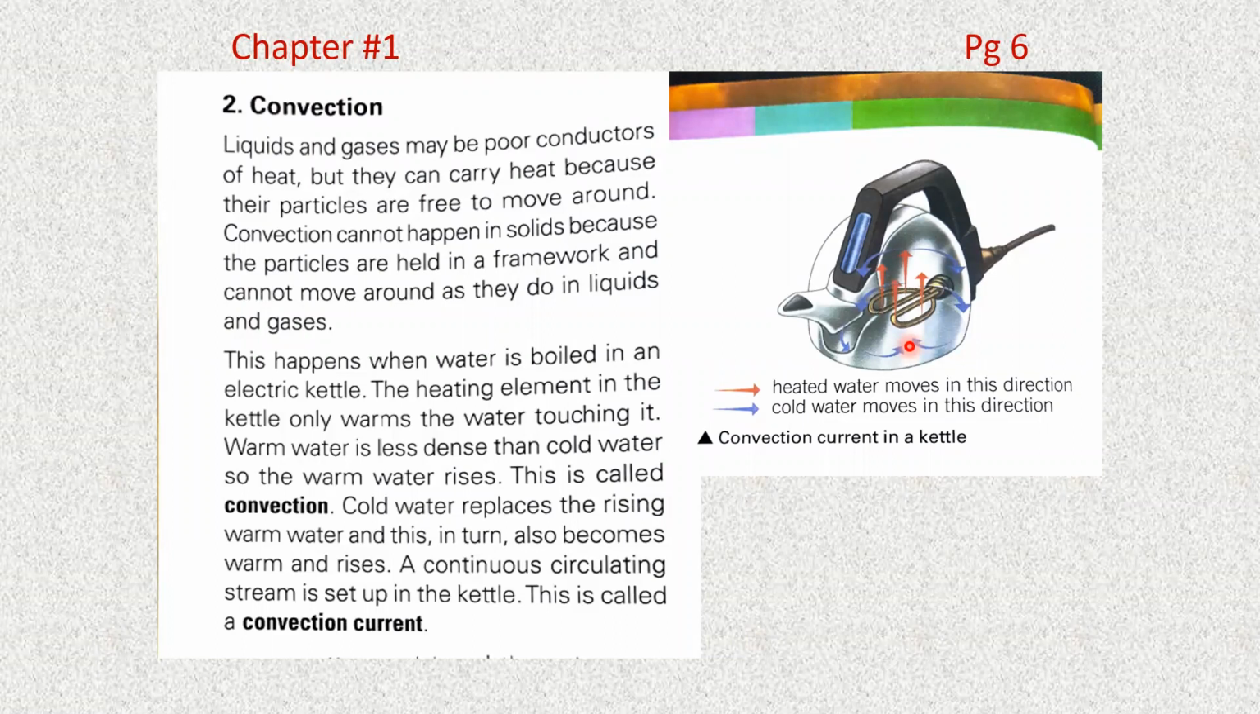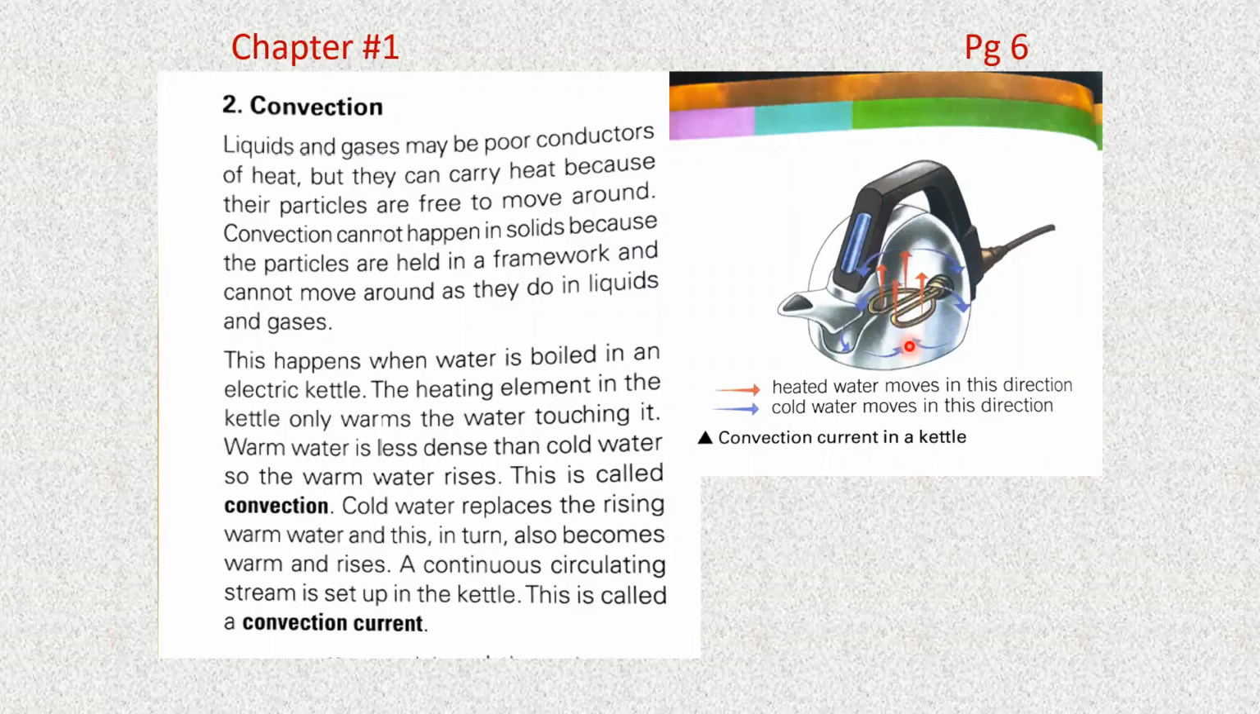Convection: liquids and gases may be poor conductors of heat, but they can carry heat because their particles are free to move around. Convection cannot happen in solids because the particles are held in a framework and cannot move around as they do in liquids and gases.